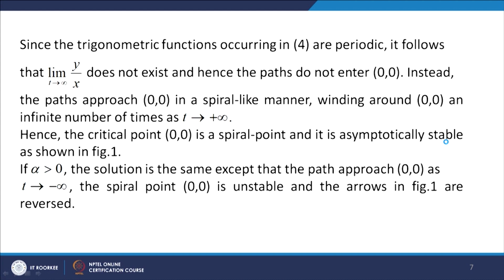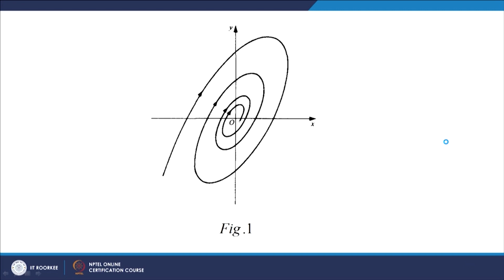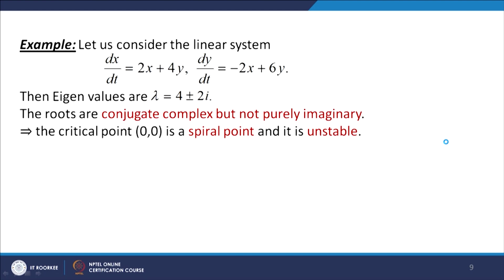The path approaches (0, 0) as t goes to minus infinity, and the spiral point (0, 0) is unstable because the arrows are now reversed. So when alpha is greater than 0, we again get the same situation, but the arrows will now be in the opposite directions. So, we have this, and now consider the linear system.